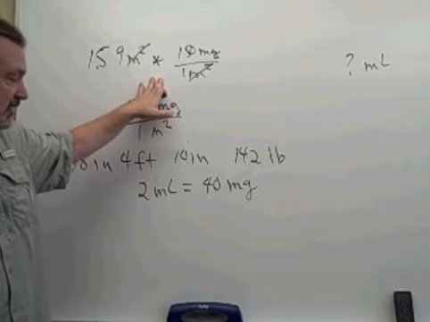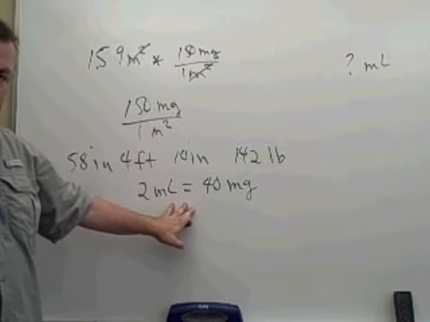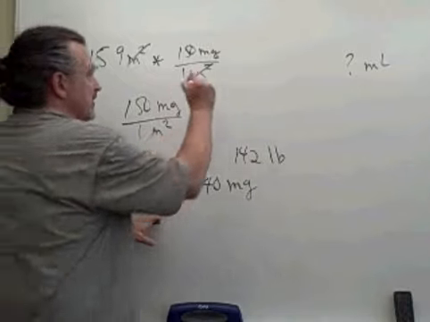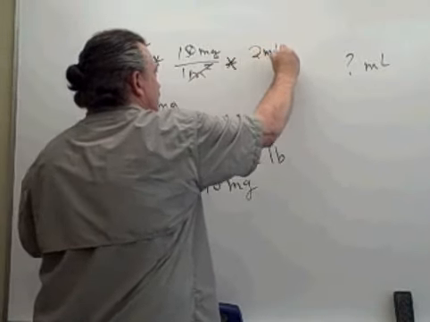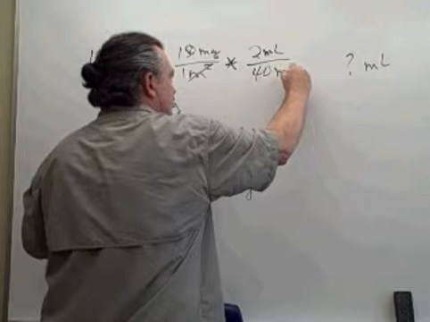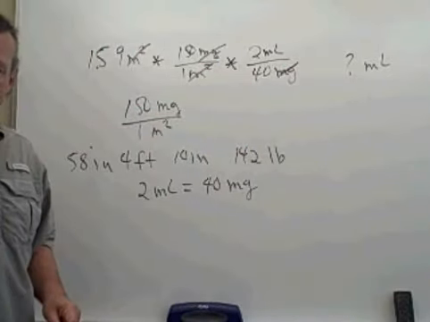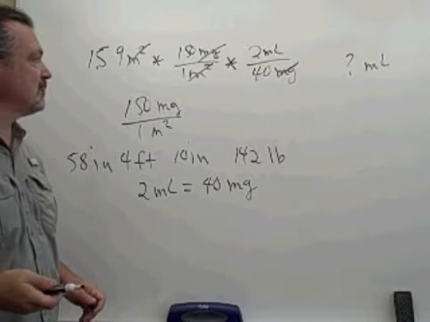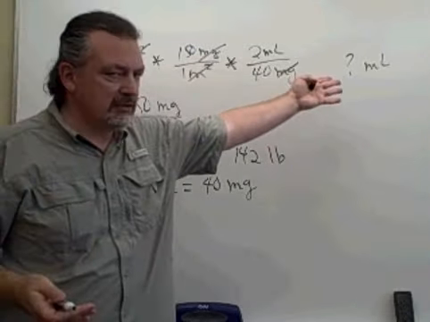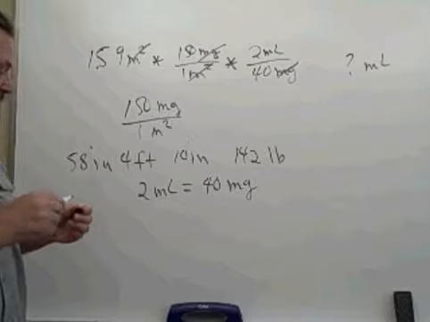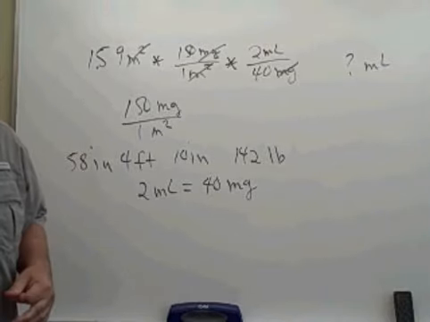this patient should receive. But I'm giving it to them as a liquid. And 2 milliliters contains 40 milligrams of the drug. So I'll put in my conversion fraction of 2 milliliters over 40 milligrams, and that gives me the desired unit of milliliters when I'm done. So now I'm ready to do my arithmetic.